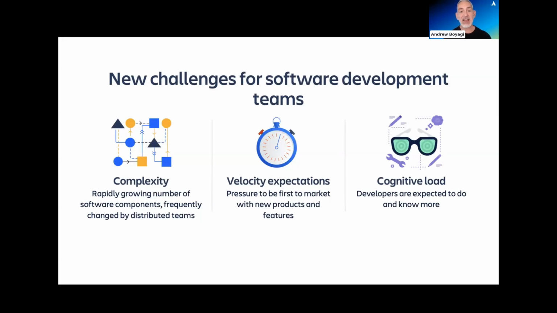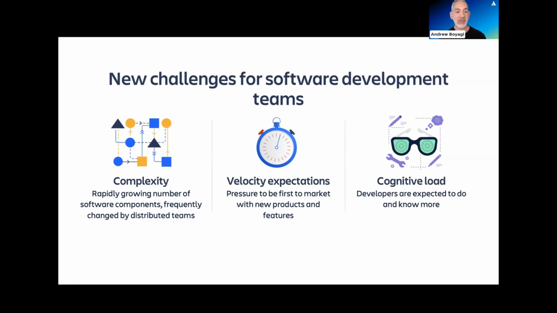Teams operating in a distributed architecture need to navigate unprecedented levels of complexity. Modern dynamic environments have a rapidly growing number of software components that are frequently changing. It becomes difficult to track who owns each component, what the health of those components is, and how we govern those components against company standards. Couple that with new velocity expectations. Businesses want to be first to market with new products and features. Customers expect constant improvement and a new stream of features always being delivered. All of this puts pressure on software teams to deliver really high quality software fast.